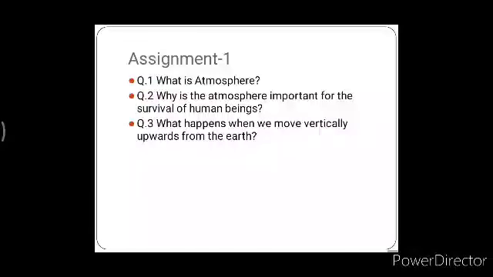Question number 3. What happens when we move vertically upwards from the Earth? This also I have just cleared: as we move vertically upwards from the Earth, first of all, the atmosphere becomes thinner, temperature reduces, and air pressure also decreases. So I hope you are clear with these 3 questions and you will be able to write them in your copy.